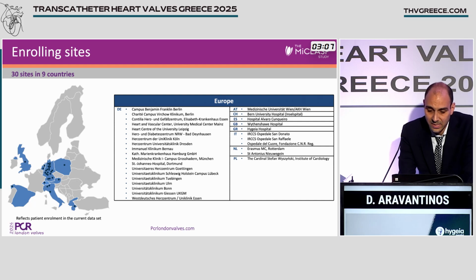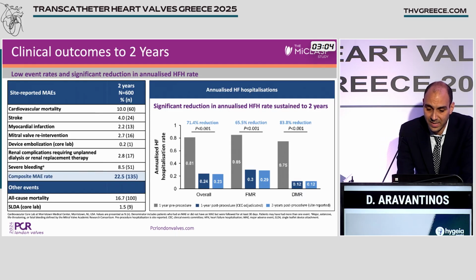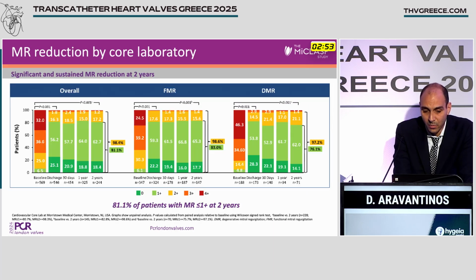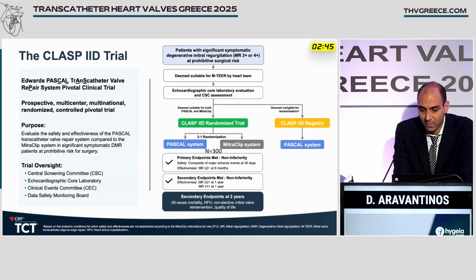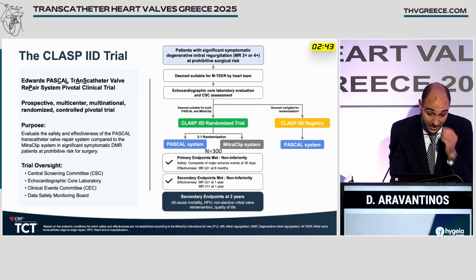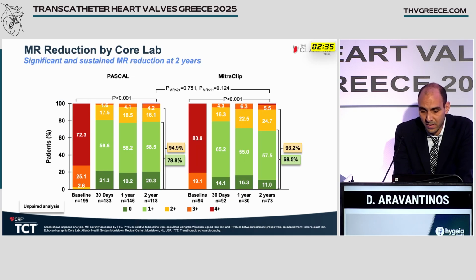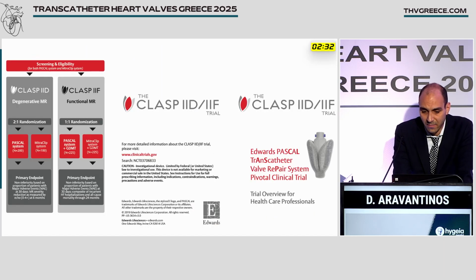We also have the MiCLASP trial that showed a significant reduction in heart failure hospitalizations sustained at 2 years with the PASCAL device in FMR and in DMR. We have significant sustained MR reduction, as you can see there, and improvement in NYHA class at 2 years, and in quality of life also. We have the CLASP IID trial that evaluated the safety and effectiveness of PASCAL and the MitraClip.